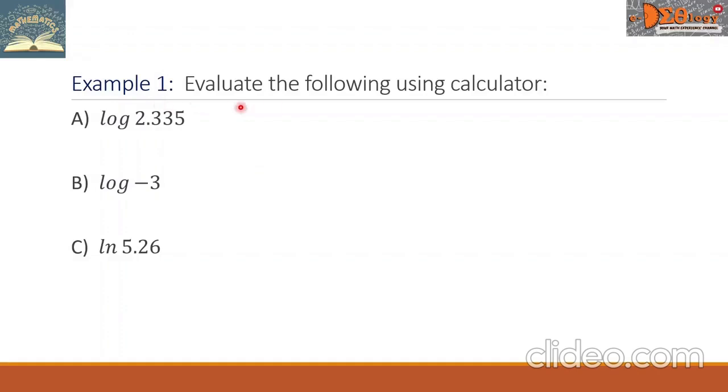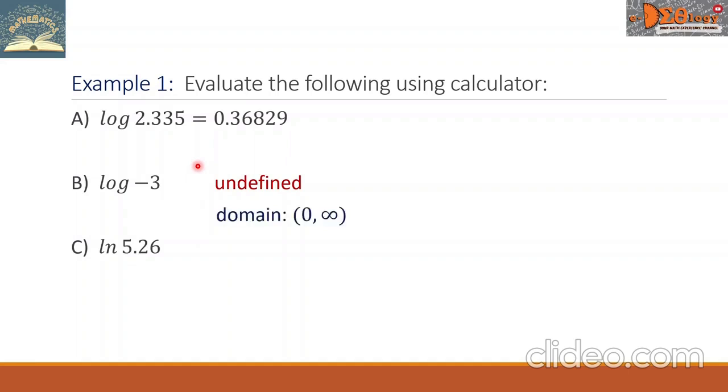Example 1. Evaluate the following using a calculator. We have here 3 values. Let's begin with problem A. This is the log of 2.335. Using the calculator, please check that this is equal to 0.36829. Problem B. Log of -3. Using your calculator, you will find an error is coming. So we write here undefined. Because of the negative value, it becomes undefined, meaning there is no answer.